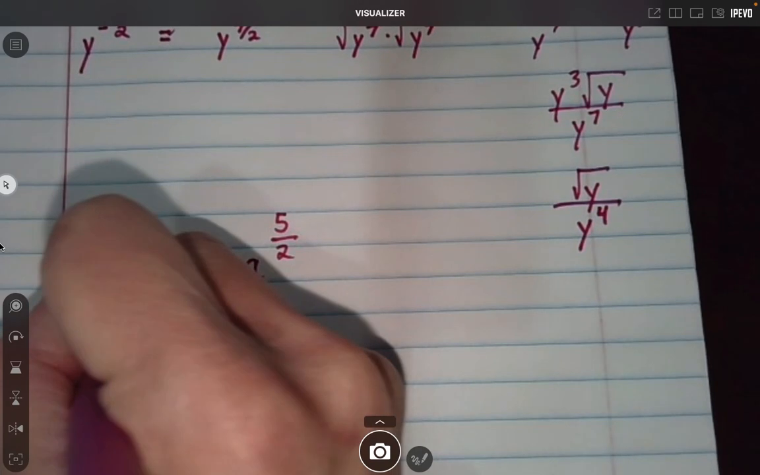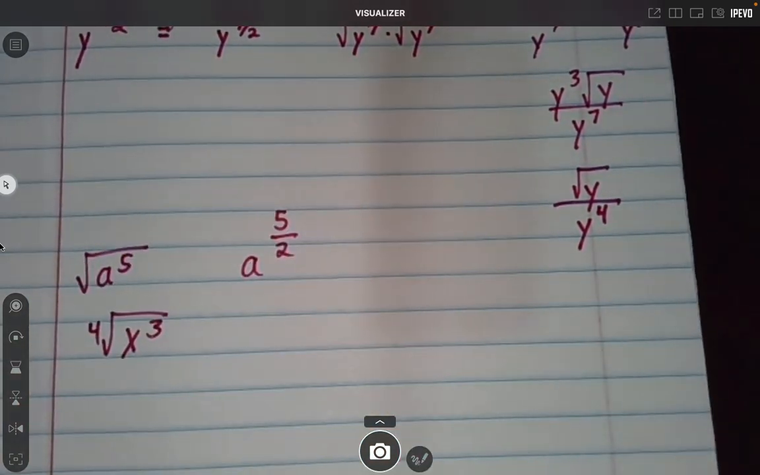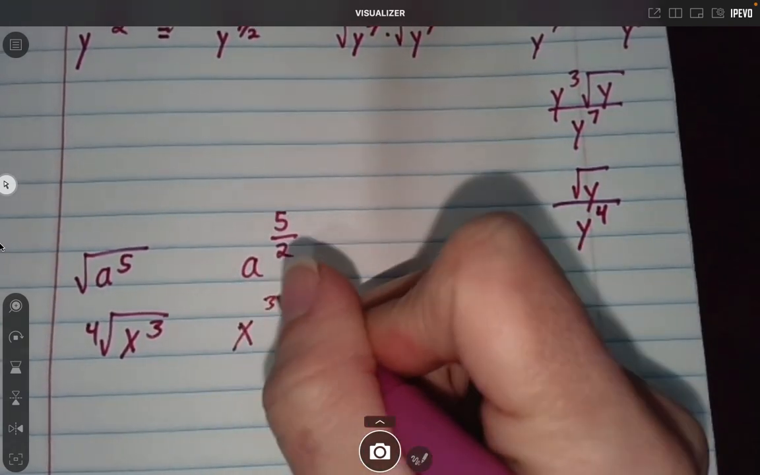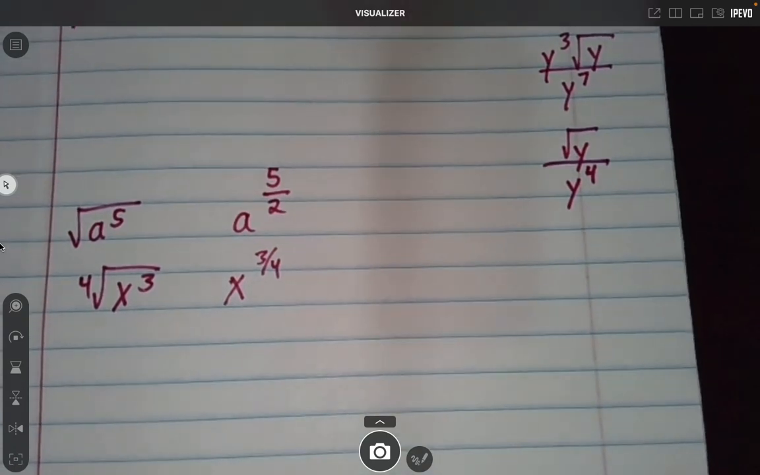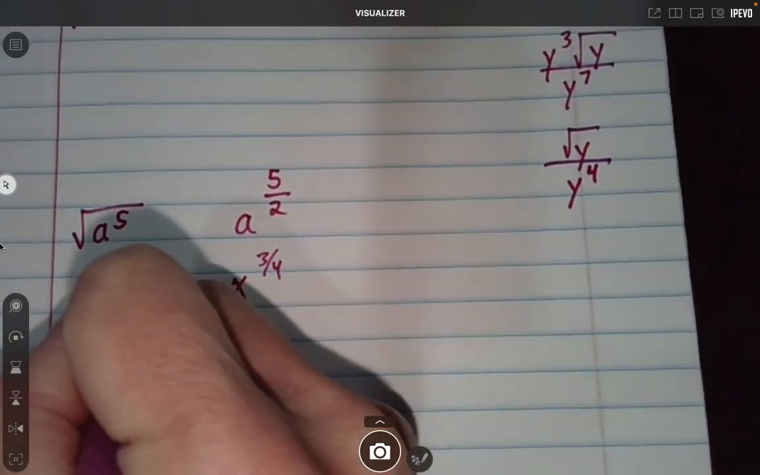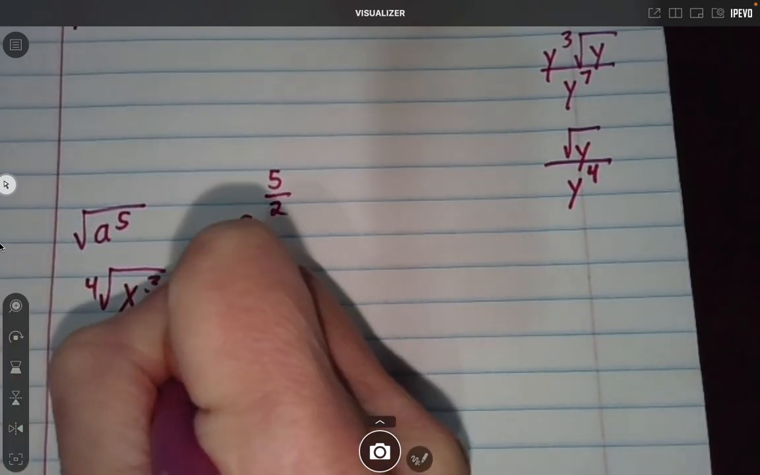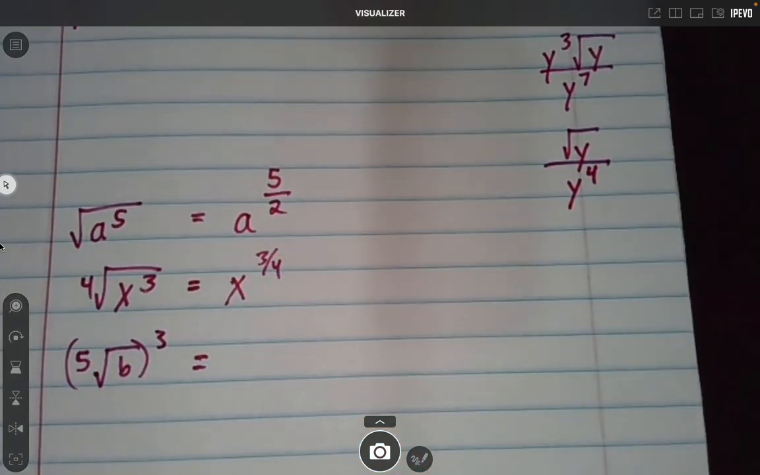The 4th root of x to the 3rd. So how would I write that one? It'd be x to the 3/4. Okay? And y'all, if they write it like this one, it's the same thing. If it's written like this, don't let it confuse you. I want you to do it the same exact way.